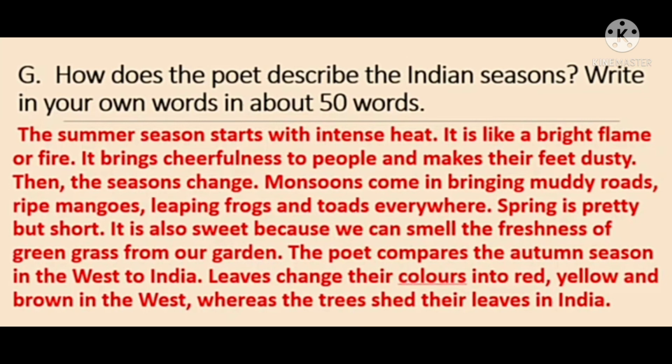The summer season starts with intense heat. It is like a bright flame of fire. It brings cheerfulness to people and makes their feet dusty. Then the season changes. Monsoon comes in, bringing muddy roads, ripe mangoes, leaping frogs and toads everywhere. Spring is pretty but short. It is also sweet because we can smell the freshness of green grass from our garden. The poet compares the autumn season in the west to India. Leaves change their colors into red, yellow, and brown in the west, whereas the trees shed their leaves in India.